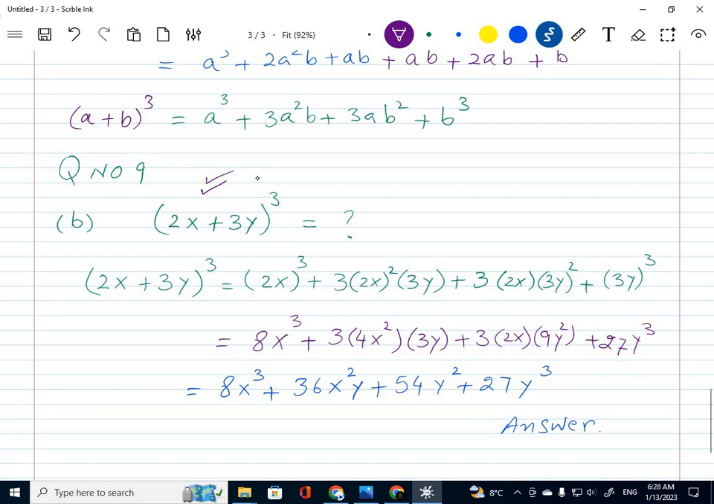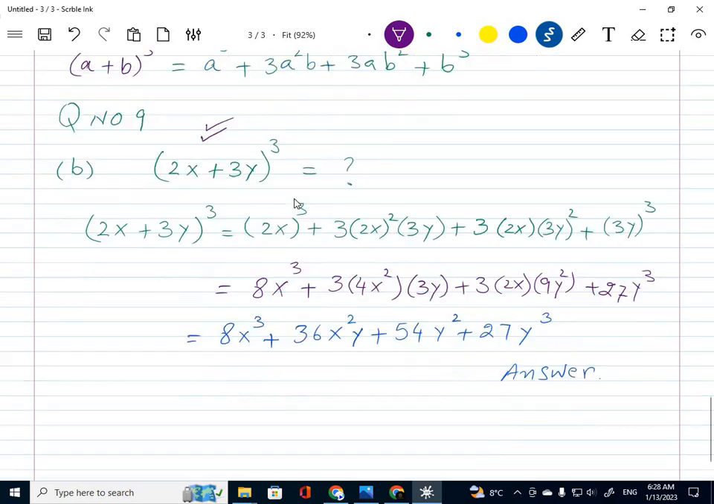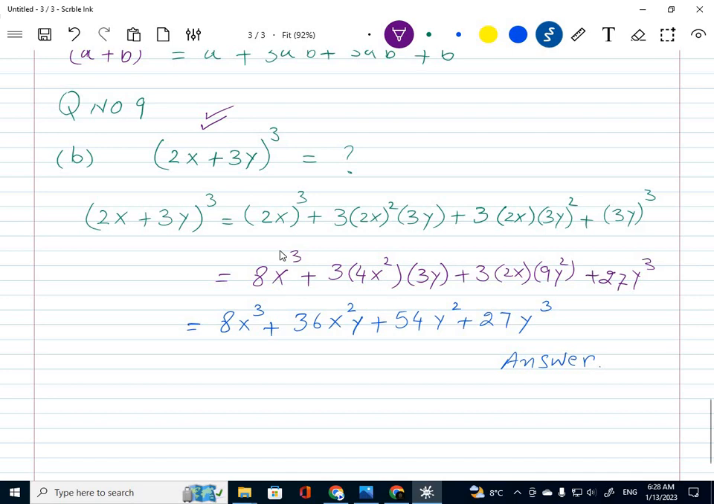(2x plus 3y) whole cube equals (2x) whole cube plus 3 times (2x) square times 3y plus 3 times 2x times (3y) square plus (3y) cube. And then we have just simplified the whole thing. (2x) whole cube becomes 8x cube, and (2x) whole square becomes 4x square, and similarly (3y) whole square becomes 9y square, and (3y) whole cube becomes 27y cube. Now we can just multiply these terms.